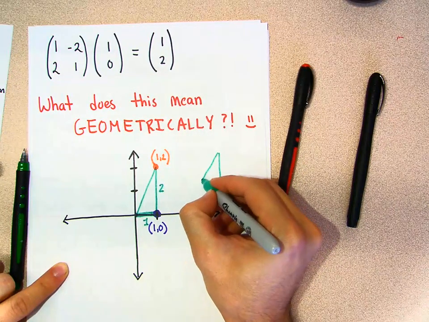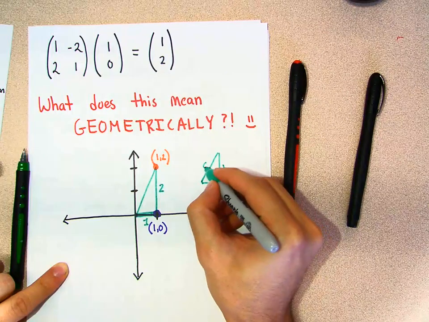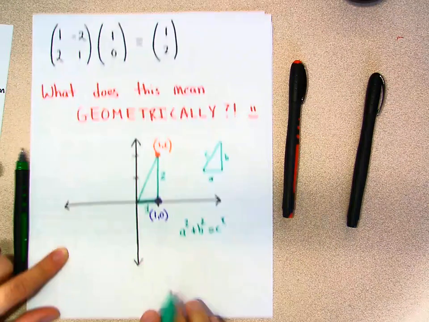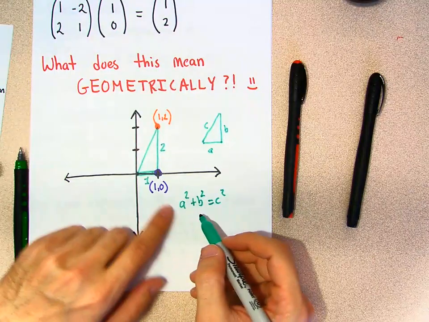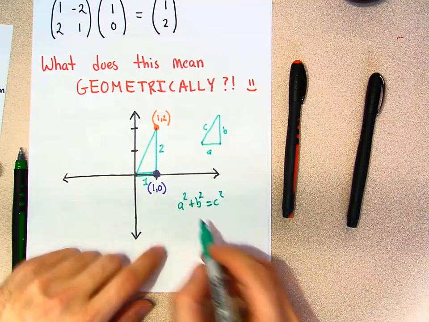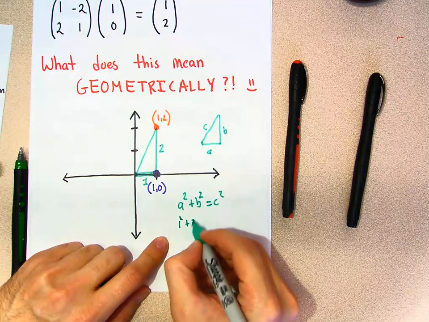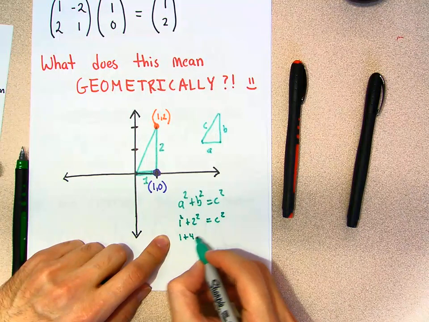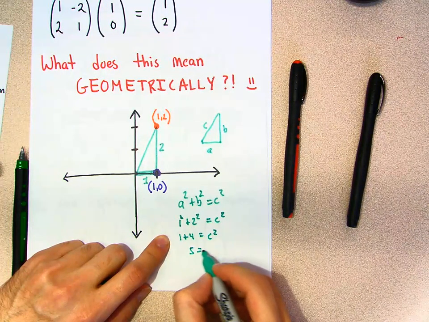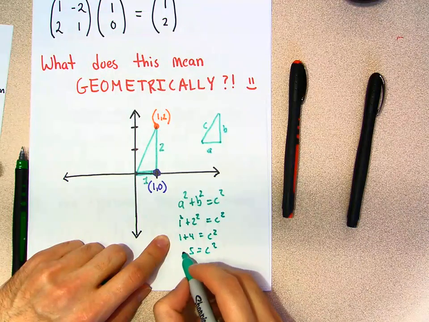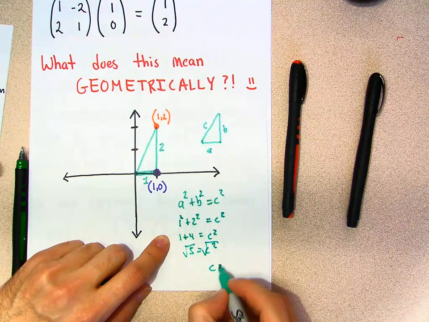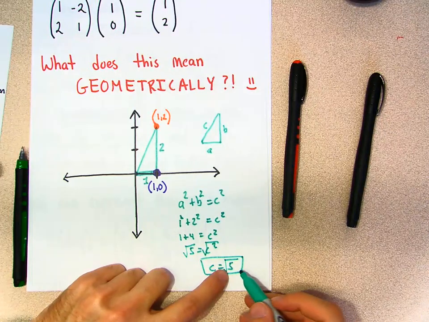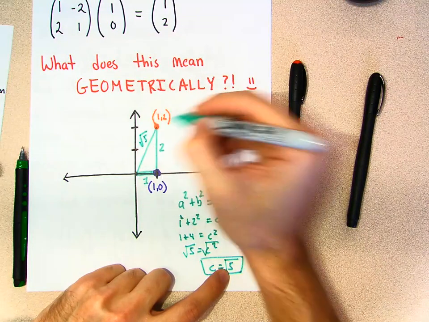So if this is 1 and this is 2, how can I find the distance here? Well, we could use our favorite a, b, c. We could use a squared plus b squared equals c squared. Okay? This is my a, and that's my b. So 1 squared plus 2 squared is equal to c squared. So 1 plus 4 equals c squared. This is 5 equals c squared. And if I take the square root, c is equal to square root of 5. Okay? So our distance now is square root of 5.